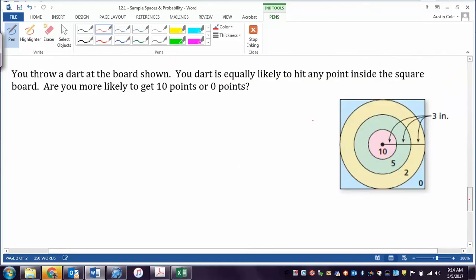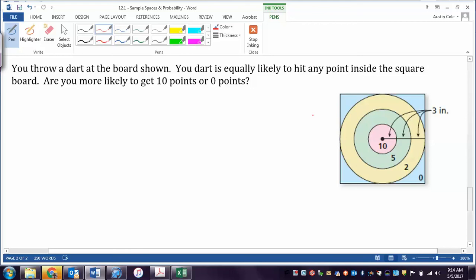I've got two more. The second one's easy. It says you throw a dart at the dartboard. Your dart, put an R in there, your dart is equally likely to hit any point inside the square. Okay? So it's not like it's a funky dartboard or the floor is unlevel, so you're more likely to hit the right side. The chance you're going to hit is even throughout the board. Are you more likely to get 10 points or 0 points is the question.